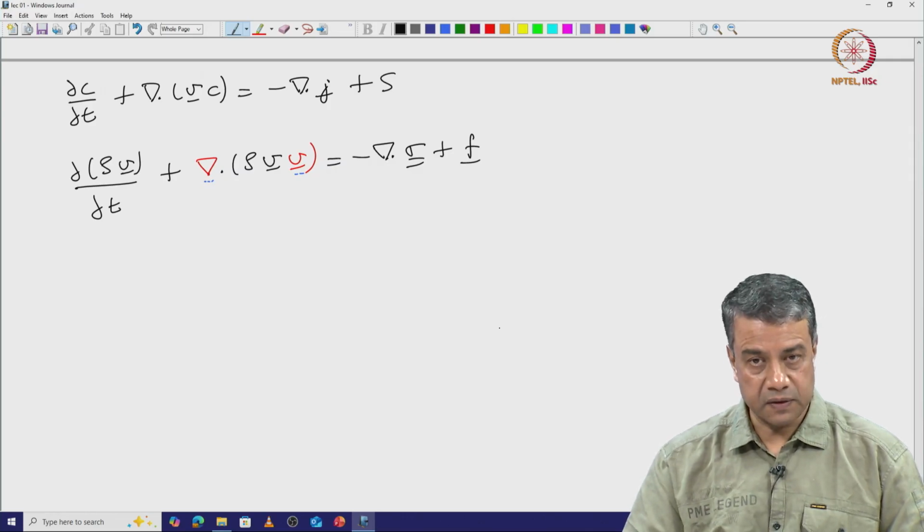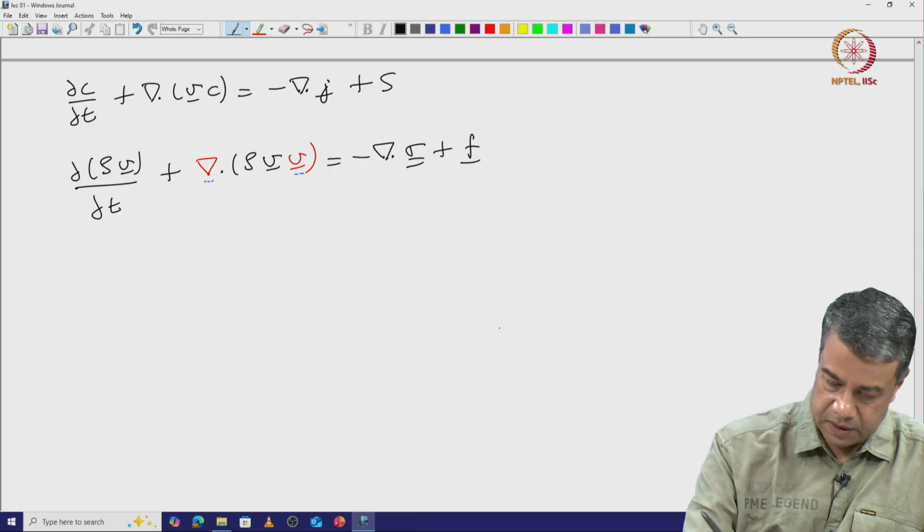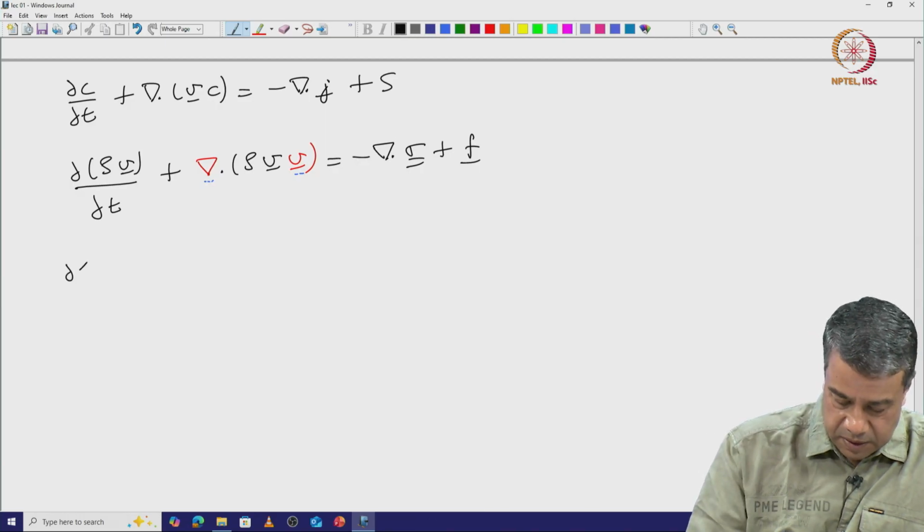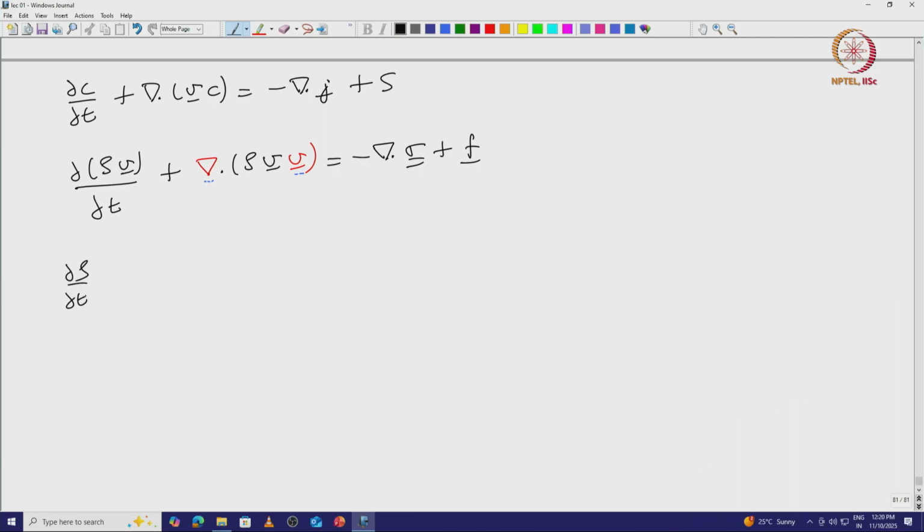This left hand side, if you recall, we had simplified. So, the first term, partial rho by partial t, that is the first term on the left. Second term, divergence.